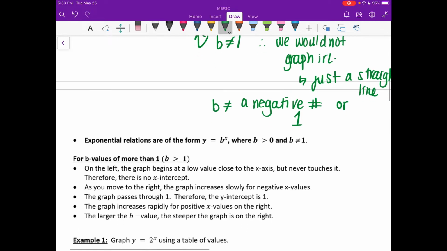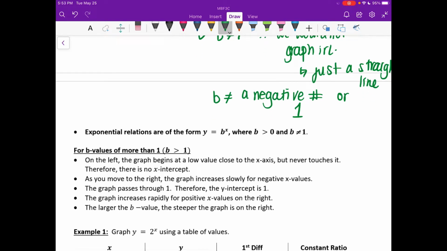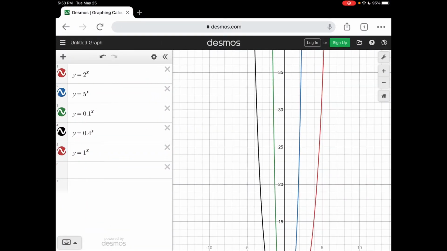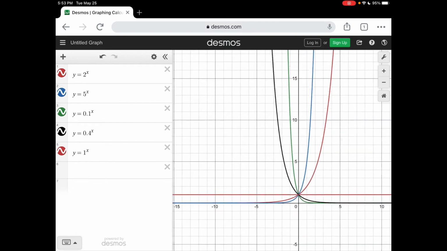Okay? So if your b value is more than 1, so it's a positive whole number, right? On the left side of the graph, it's going to begin super low, close to the x-axis. It'll never touch it. So even if you zoom in and look at any of these, they never touch x.